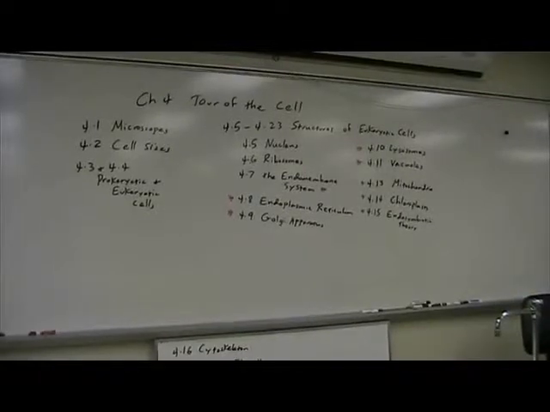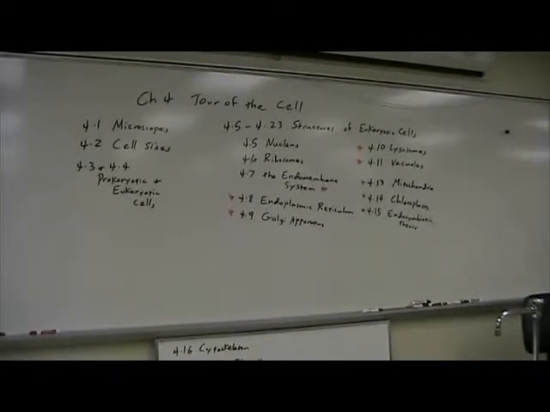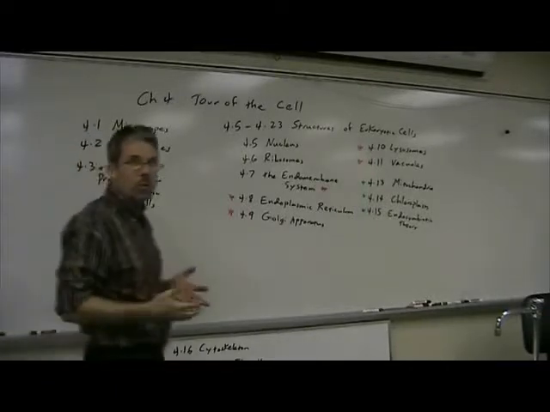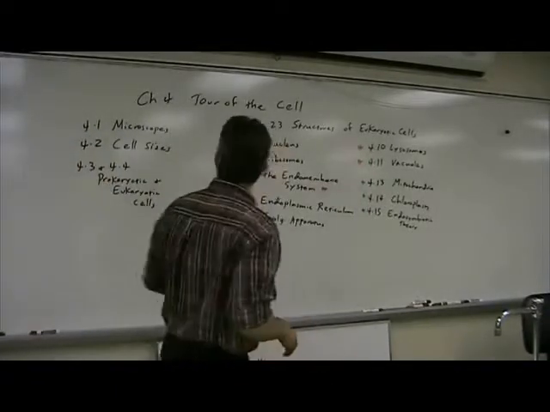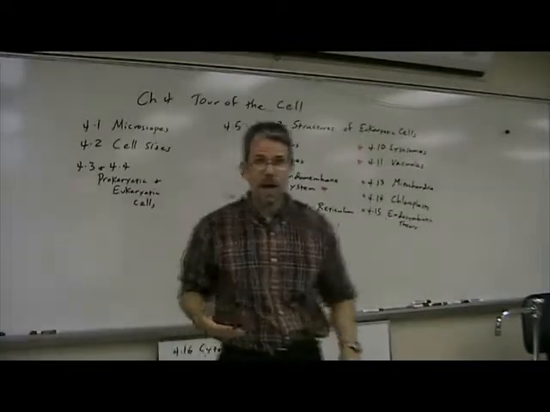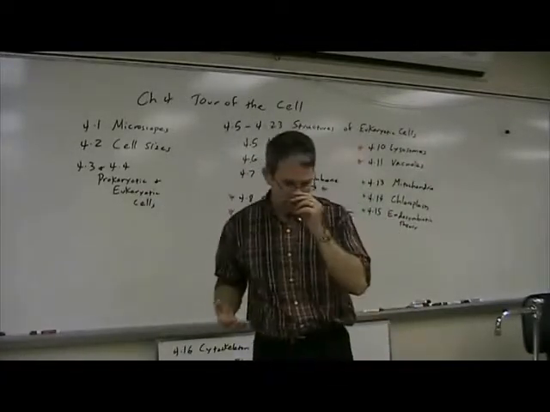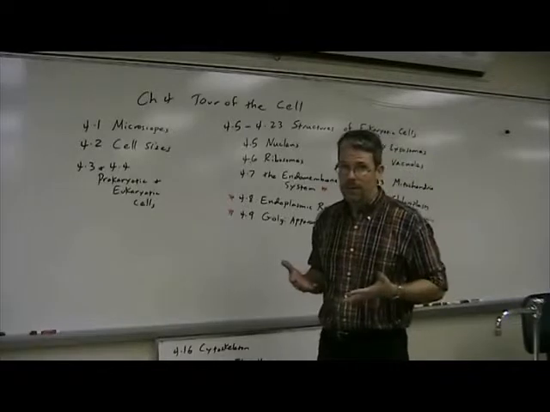Chapter 4 is called A Tour of the Cell. It's basically an overview of cells in general and their parts and their functions. Now in Section 1 it discusses microscopes. Before the microscopes were invented in the mid-1600s, nobody knew anything about cells.